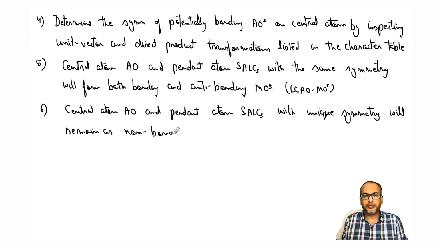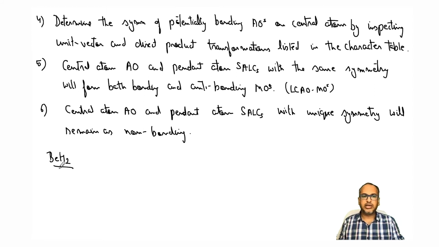Non-bonding. So this should be very, very clear. So now let us take the example of BeH2 again. We have already discussed this example in localized MO theory. So now let's see what is the difference when we take delocalized MO theory.